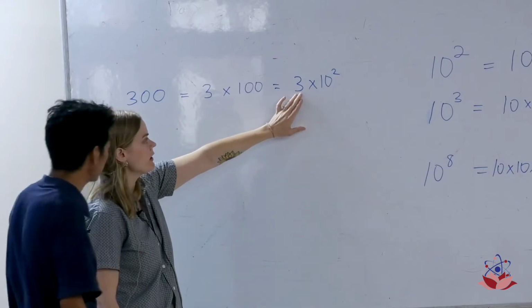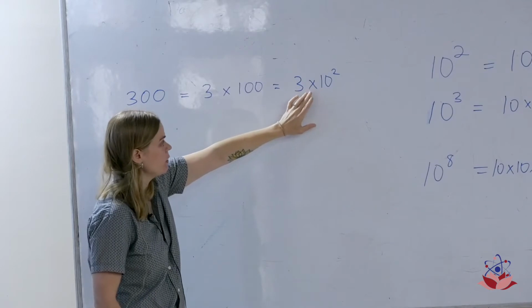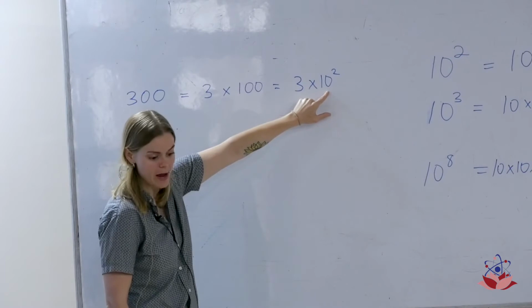We have a number here that's between 1 and 10, and then we have multiplied by the power of 10. So this gives us the value, and this gives us the order of magnitude.